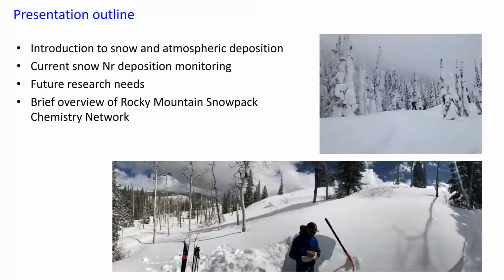So today, just a quick overview. I want to give a brief introduction about snow, its importance, and how snow and atmospheric deposition are closely related, and give an overview of current snow nitrogen deposition monitoring, and then highlight some of the future research needs related to snow and nitrogen deposition that we highlighted as a part of the white paper chapter. And I also wanted to give a brief overview of the Rocky Mountain Snowpack Chemistry Network, which is a project that I manage as a part of the USGS.